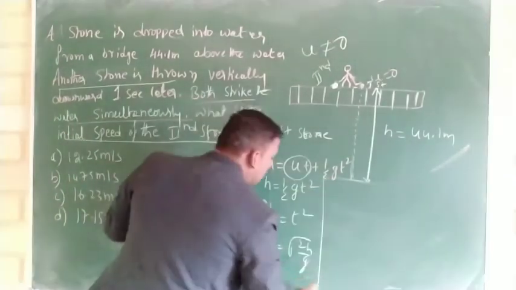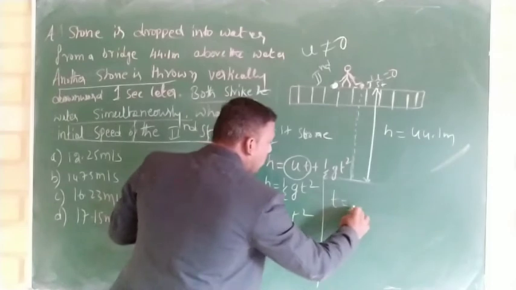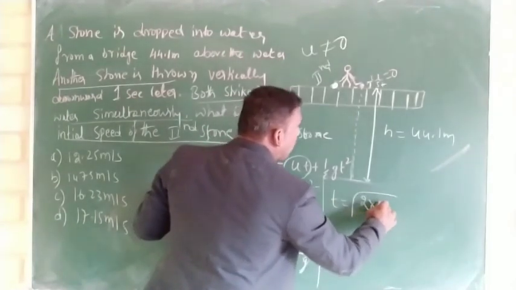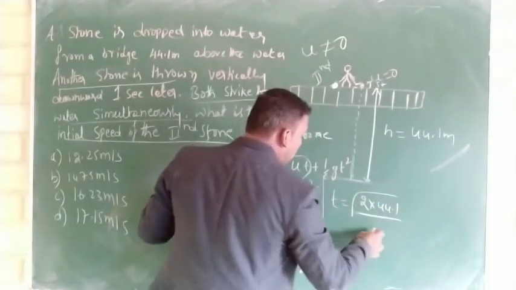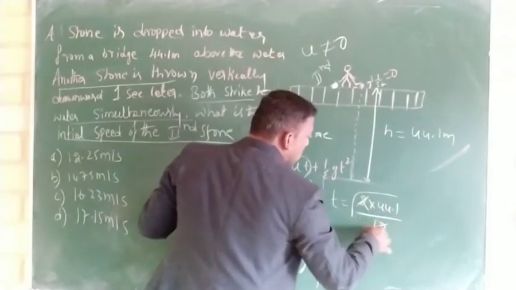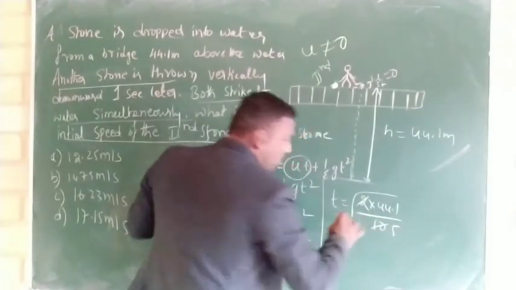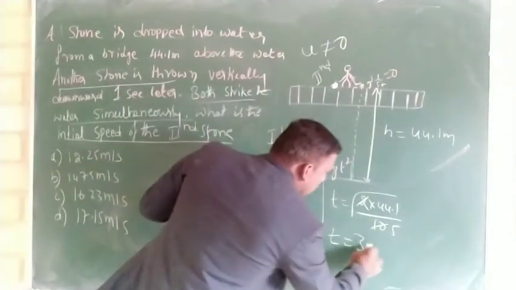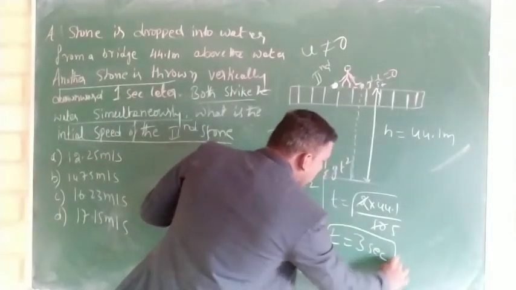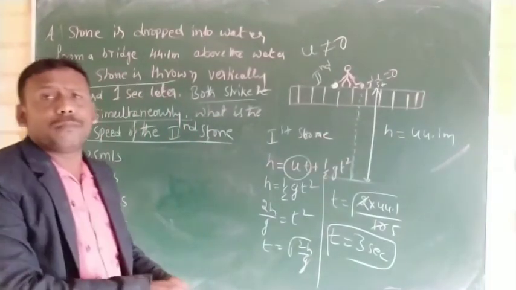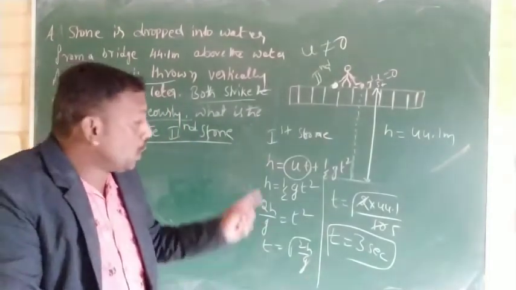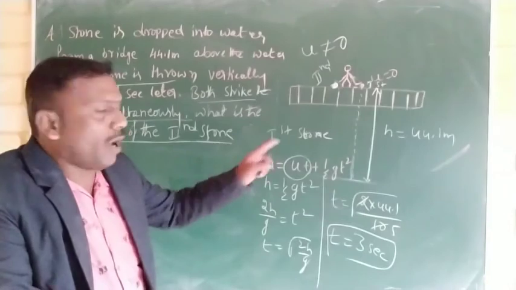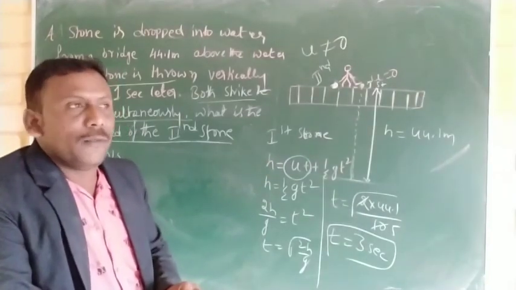Substitute the value of h and g. Therefore, t is equal to square root of 2 into 44.1 meter divided by 10. T is equal to how much? T is equal to 3 seconds. The time taken by the first stone to reach the water is 3 seconds.